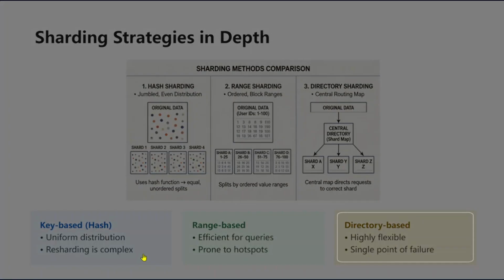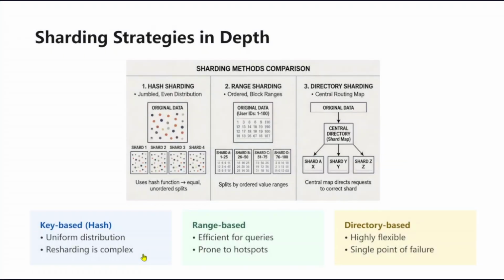Finally, directory-based sharding uses a lookup service to track where every piece of data lives. It's the most flexible approach because you can move data around freely, but notice the catch. That directory becomes a single point of failure. If the lookup service goes down, the rest of the database is effectively unreachable. Looking at the visual comparison here, you can see there's no silver bullet. Each strategy solves one problem while introducing another. Let's think about which one would be best for a global social media platform.